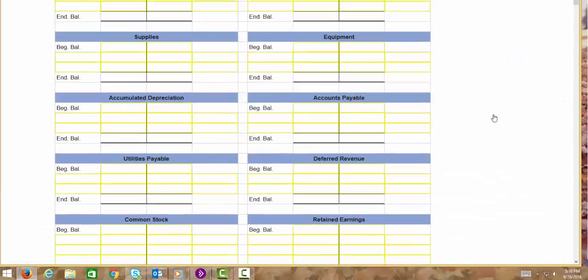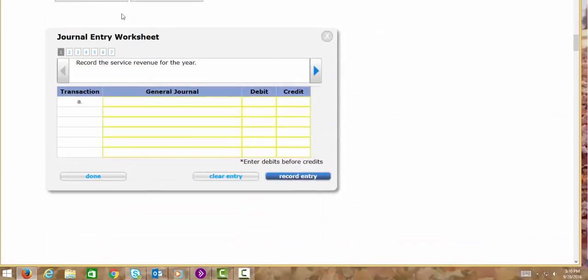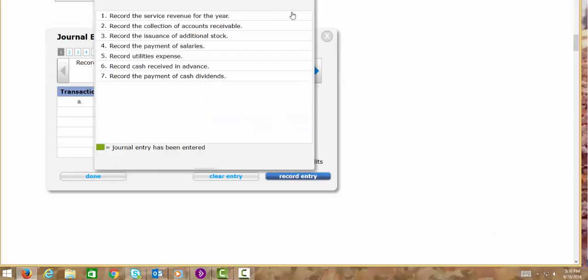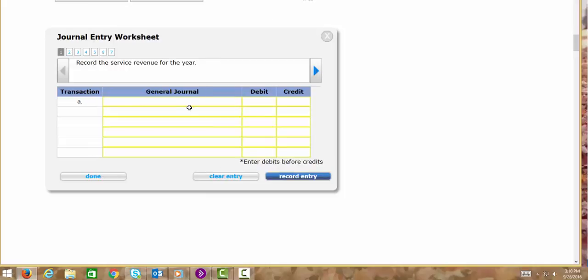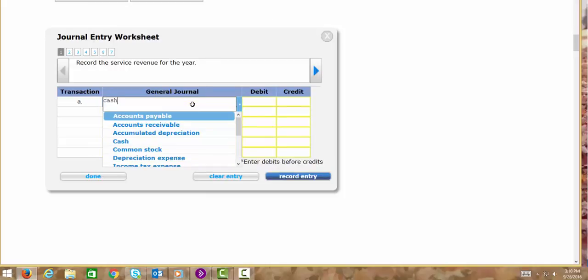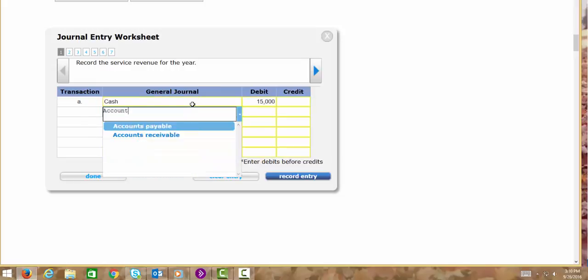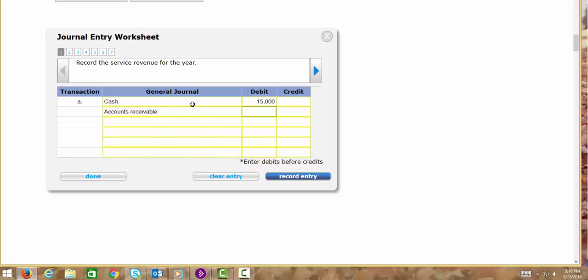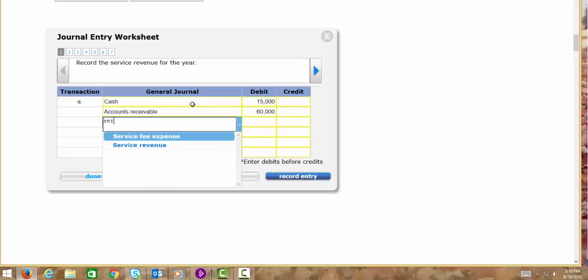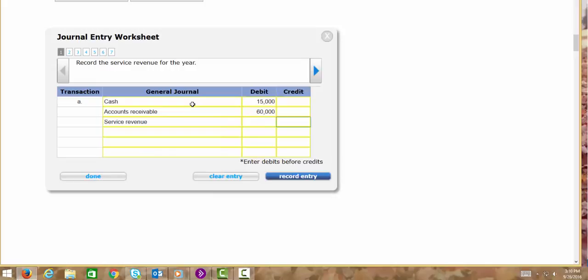So I'm going to scroll back down to where that transaction list is, also another way you could see what I'm talking about. Here's the transactions. It doesn't tell you the amounts there, but I received cash and that was for $15,000. And I also provided some service on account for $60,000. The word service revenue is always going to be a credit unless I am closing out the revenue account. It has a normal credit balance. So that first entry looks like this. So you enter 2 debits and 1 credit. I'm going to record the entry.